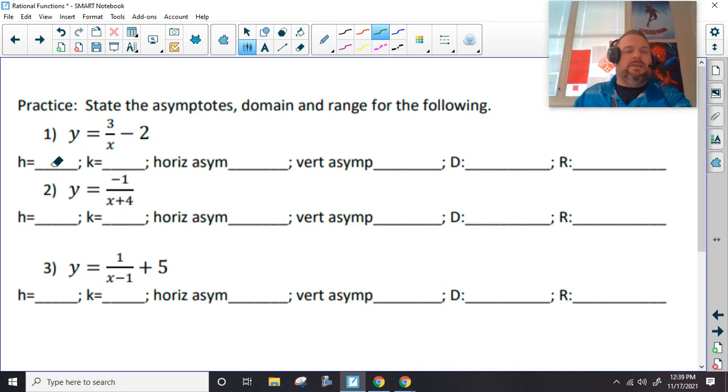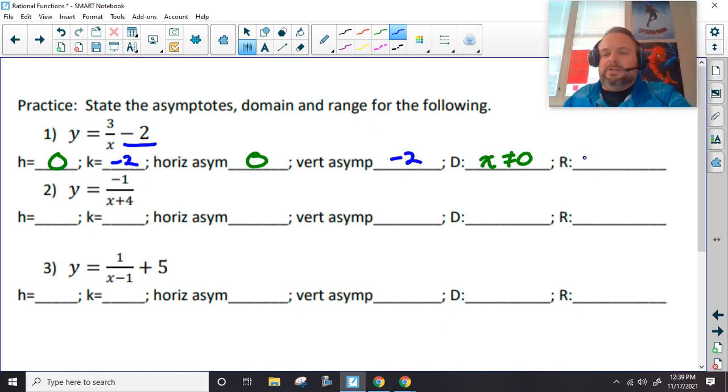This right here, our H value. There's nothing under here besides X, so this is going to be 0. Our horizontal asymptote is going to be 0, and our domain is X not equal to 0. Our K value, that's this right here. This would be -2. So our vertical asymptote is -2, and our range is y not equal to -2.